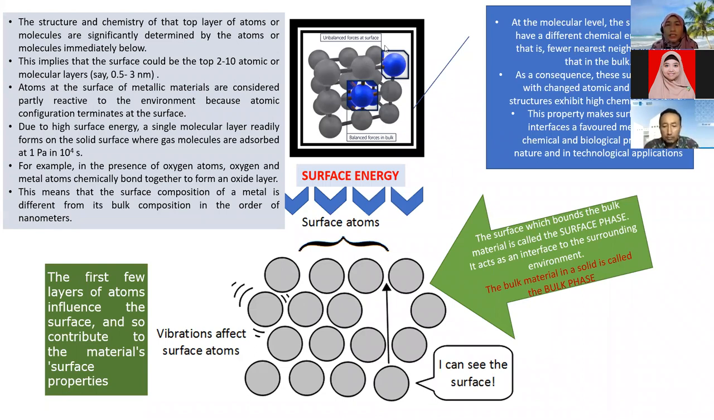Why high chemical reactivity? Because there is an excess. You can think about it now: because of the lack of interaction at the top of these surface atoms. These surface atoms, just like us, will ask someone to come to them to have a connection, to have interaction in order to reduce the energy. They are dangling atoms that have to ask someone to complete their force or balance their force at the surface. So this property makes surfaces and interfaces a favored medium for chemical and biological processes in nature and in technological applications.